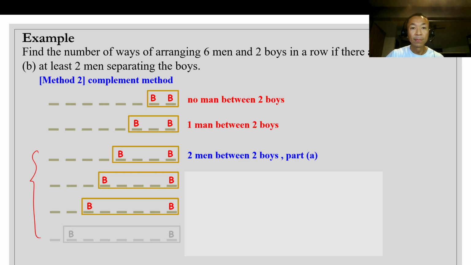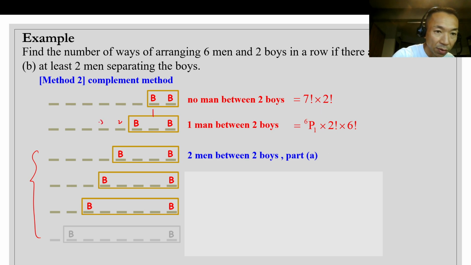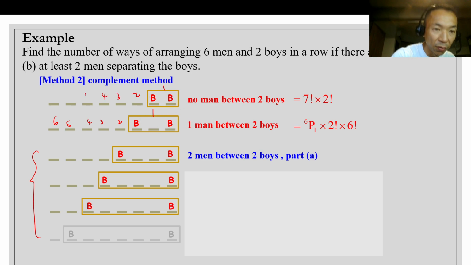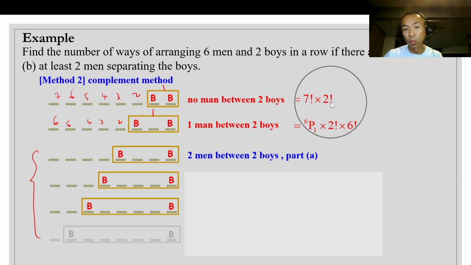Now what are these 2 cases then? Alright, let's practice. To get 1 man between the boys, it is to choose 6P1 because you want to choose that man inside here, times 2 factorial because the B1 and the B2 can swap, times 6 factorial because you are now left with 1 unit, 2, 3, 4, 5, 6 units to permute. Now, no man separating the boys is easy. We go through it very quickly. 7 factorial because there is 1 group, 2, 3, 4, 5, 6, 7 groups in that sense, times 2 factorial because the B1 and B2 can swap.